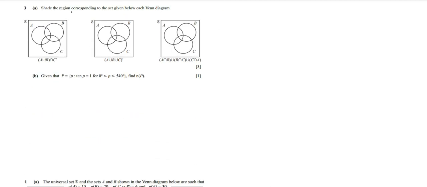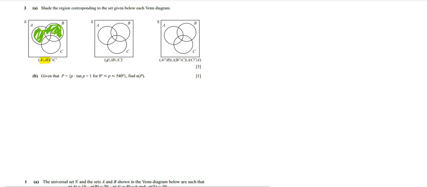It asks us to shade the region corresponding to the set given below each Venn diagram. Okay, so we start with (A union B) intersecting C complement. Simple enough. So everything in A and everything in B intersecting everything not in C. That has to be this region over here, right? All of this. Yeah, that's all. Easy one.